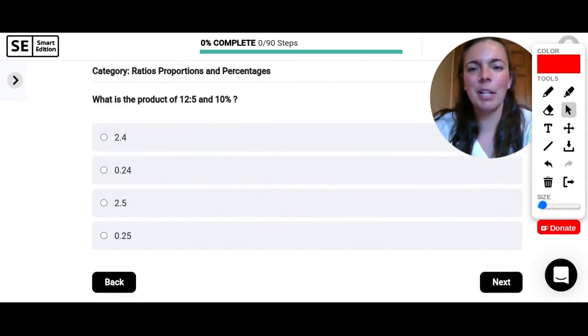All right, what is the product of 12 to 5 and 10%? 12 to 5 and 10%. So let's see. 12 to 5. All of my answers are decimals, so let's just turn these into decimals.